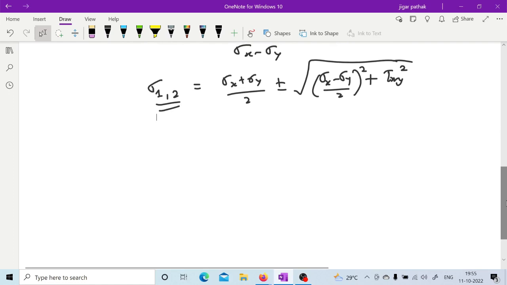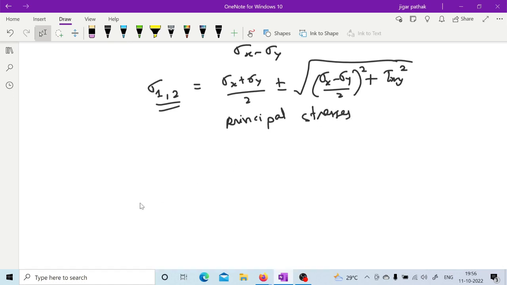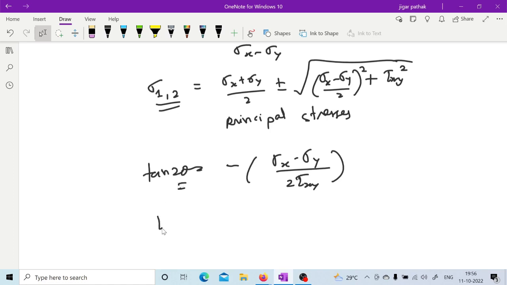Similarly, as we have discussed, these are principal stresses. As you have calculated the maximum normal stress, if you want to calculate the maximum shear stress, then you need to differentiate tau and equate it to 0. In that case, what you will get is tan 2 theta equal to minus sigma x minus sigma y upon 2 tau xy. Once you get this, again 2 theta will be there.